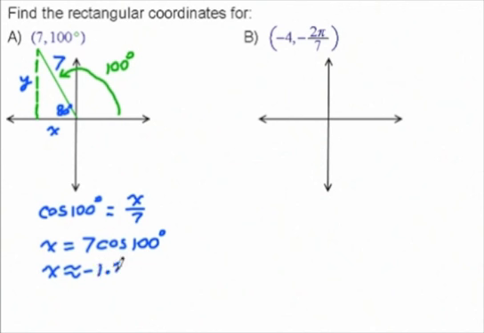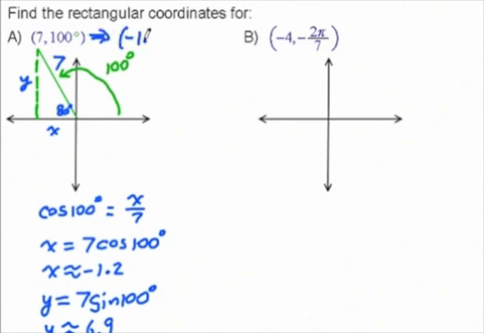So x is approximately negative 1.2. And that kind of corresponds to our picture. This is going to be a short side compared to the y-axis. And the y formula is actually y equals the radius times sine of theta, in this case sine of 100 degrees. So 7 sine of 100 is 6.9. So y is approximately 6.9. So in rectangular coordinates, 7 comma 100 degrees from polar transforms into rectangular coordinates of negative 1.2 comma 6.9.